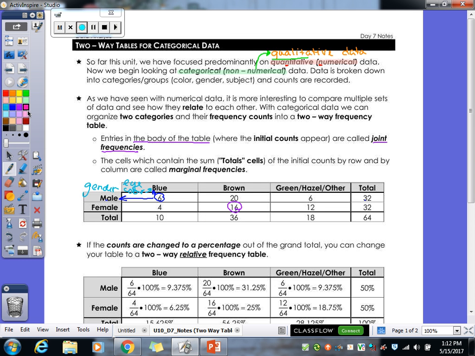And then on the outsides, those are your marginal frequencies. I always remember marginal frequencies because whenever you're writing a paper, doesn't your English teacher tell you to set your margins to 1 inch or whatever it is they're looking for? So I always remember the margins are on the outside. So marginal frequencies, those are on the outside.